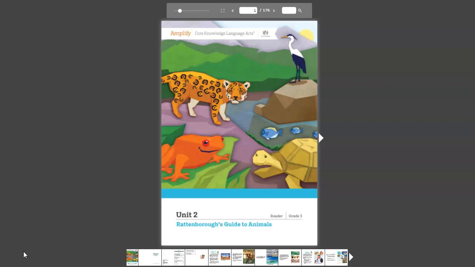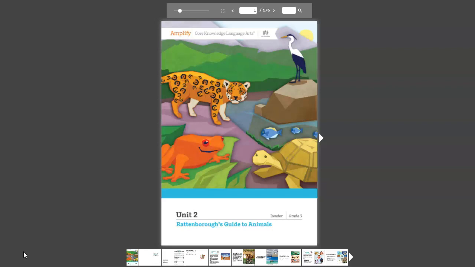So we are starting Unit 2, and Unit 2 is all about animals. And I know, look at the cover of this reader here, and you see all the animals on there? We're going to learn all about animals and different types of animals. We're going to learn how to classify them. We're going to learn about them. So pull up your socks really tight, and let's get ready to learn about these animals.